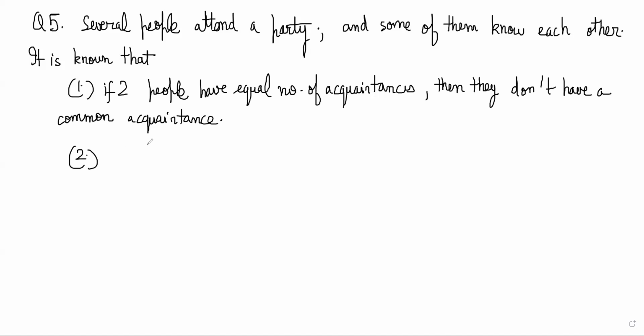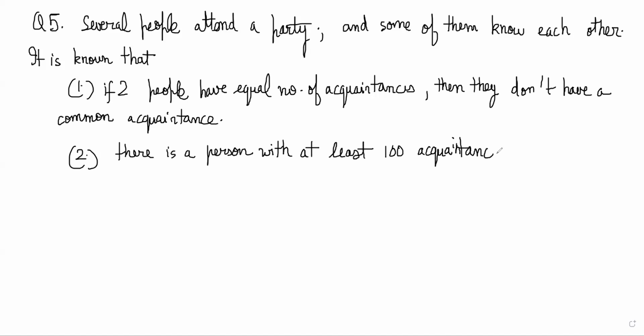The second thing that is known is that there is a person in the party with at least 100 acquaintances. And we have to prove that there is someone with exactly 100 acquaintances.